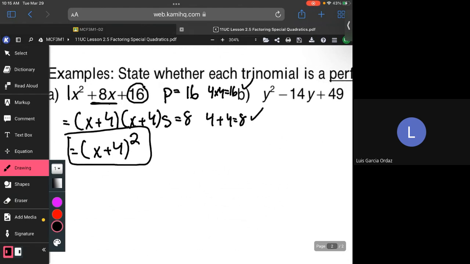Oh, so if it was like, for example, 8 and 2, like I know that would work. That would not be a perfect square.